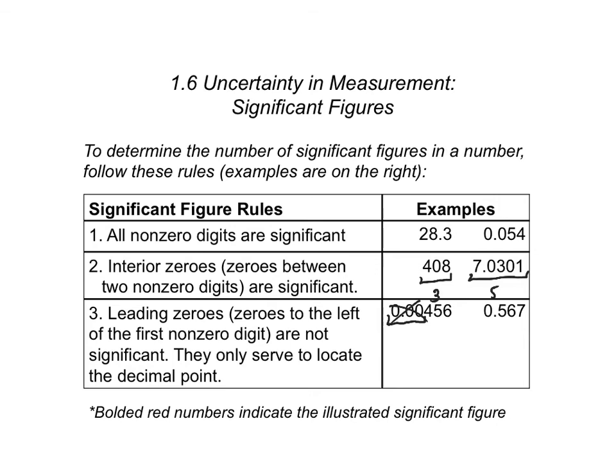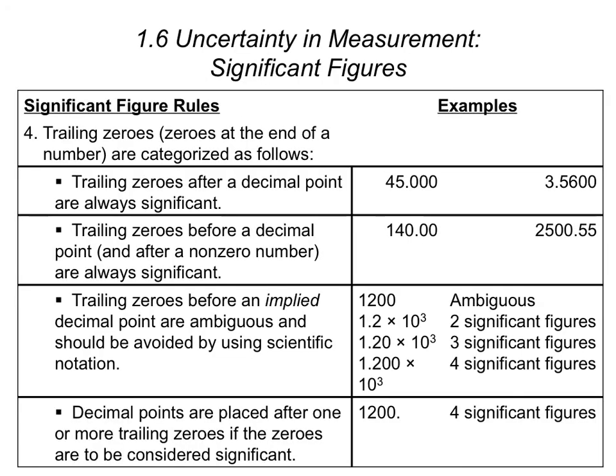So how many significant figures would this number have then? 3. And what about this guy? 3. Never count leading zeros. Okay, so last few things.